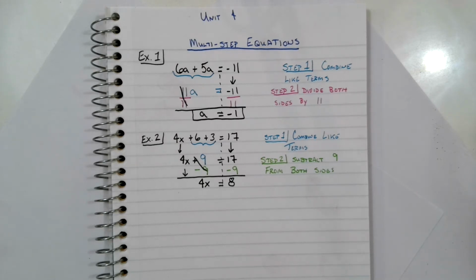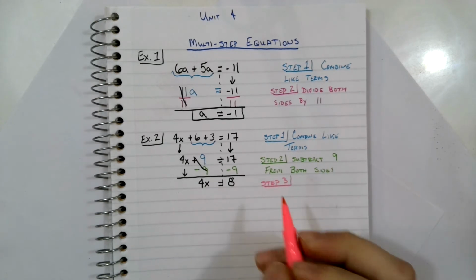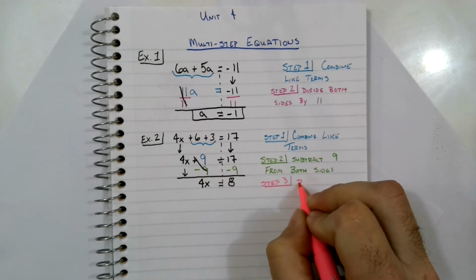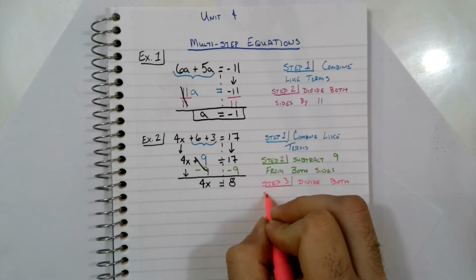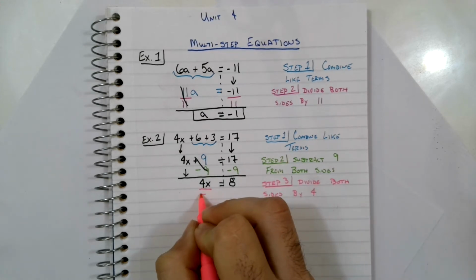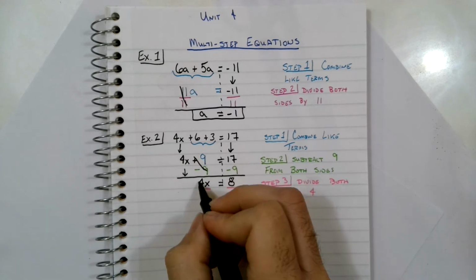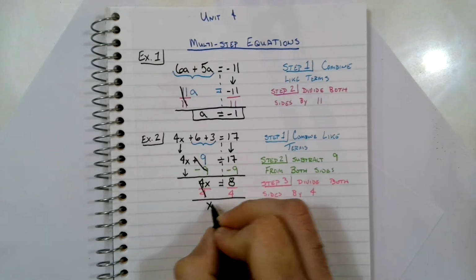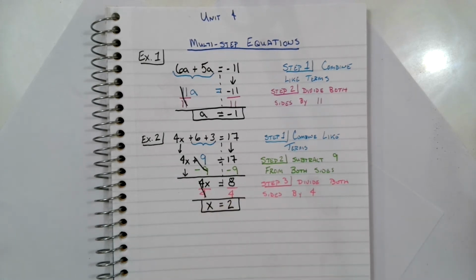And my last step, step 3, all we have is a one-step equation. The opposite of multiplication is division. So we're going to divide both sides by 4. Divide this side by 4, that's the opposite of multiplication, and divide this side by 4. These cancel. All that's left is x, and that's what we're looking for, equals 8 divided by 4, which is 2. So this equation in particular had 3 separate steps.